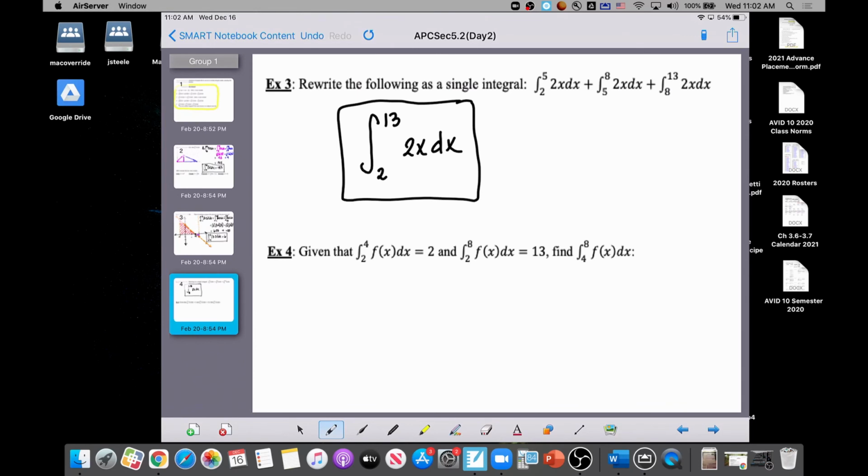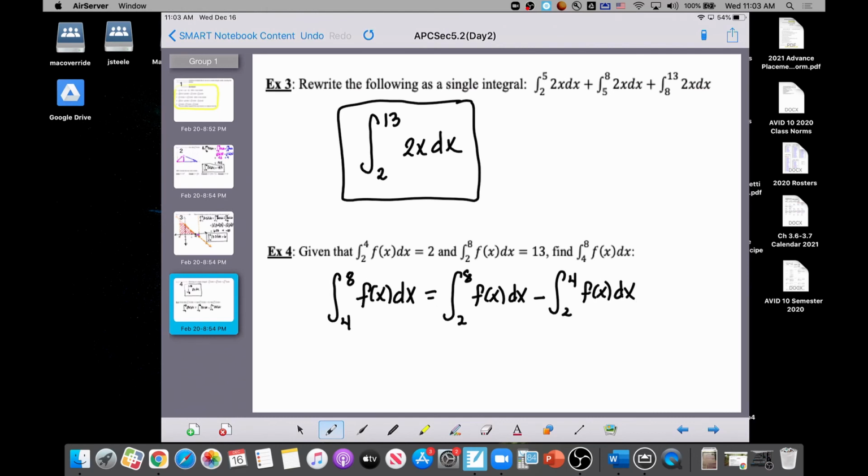Number 4 says, given that the integral from 2 to 4 of f of x dx is 2, the integral from 2 to 8 of f of x dx is 13, find the integral from 4 to 8 of f of x dx. Well, we can begin with the fact that if we want the integral from 4 to 8 of f of x dx, that should be equal to the integral from 2 to 8 of f of x dx minus the integral from 2 to 4 of f of x dx.